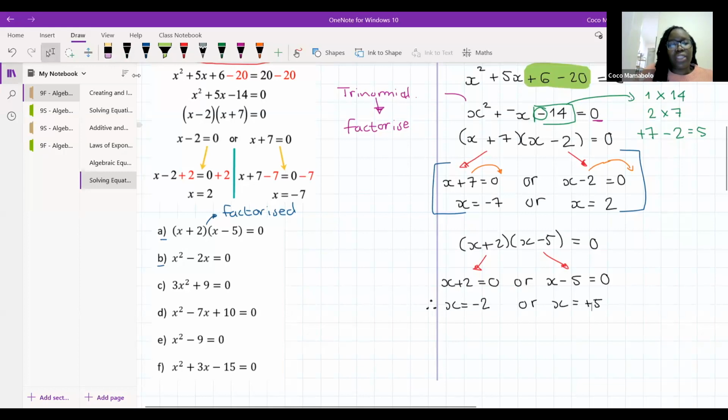Excellent. Okay, Otenda, the reason why we don't multiply the brackets out is because we already have a 0 on this side. We already have a 0, so we don't have to multiply in or anything of that sort. All right, does that make sense?